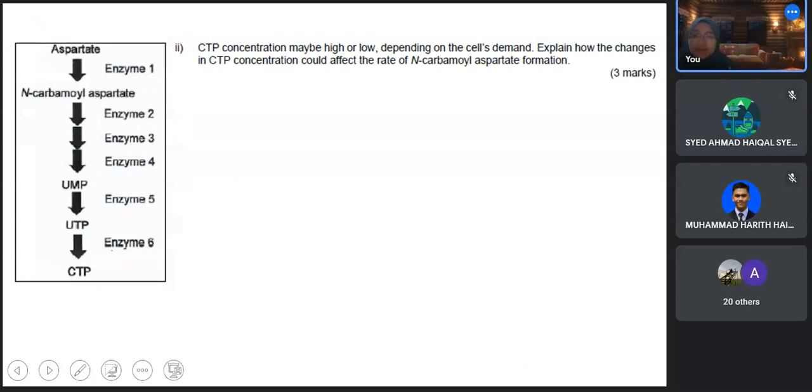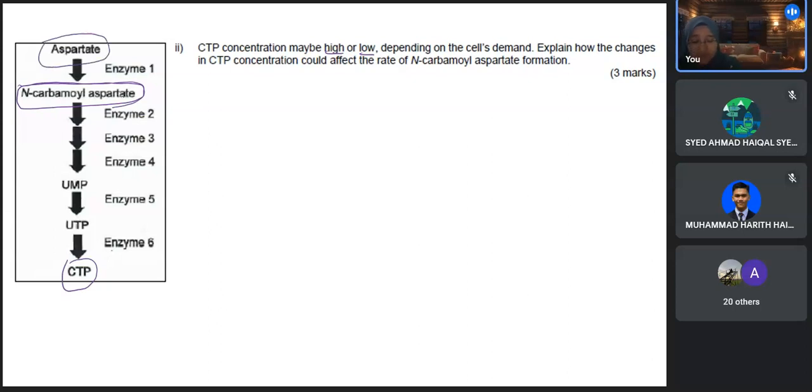So next question, CTP concentration may be high or low, okay, depending on the cell's demand. Keperluan sel tu lah. Alright. So explain how the changes in CTP concentration could affect the rate of N-carbamyl aspartate. Okay, so N-carbamyl aspartate is the intermediate product produced in the chain of that reaction. Okay. So this is the intermediate product. Okay, intermediate product, this is the final product.